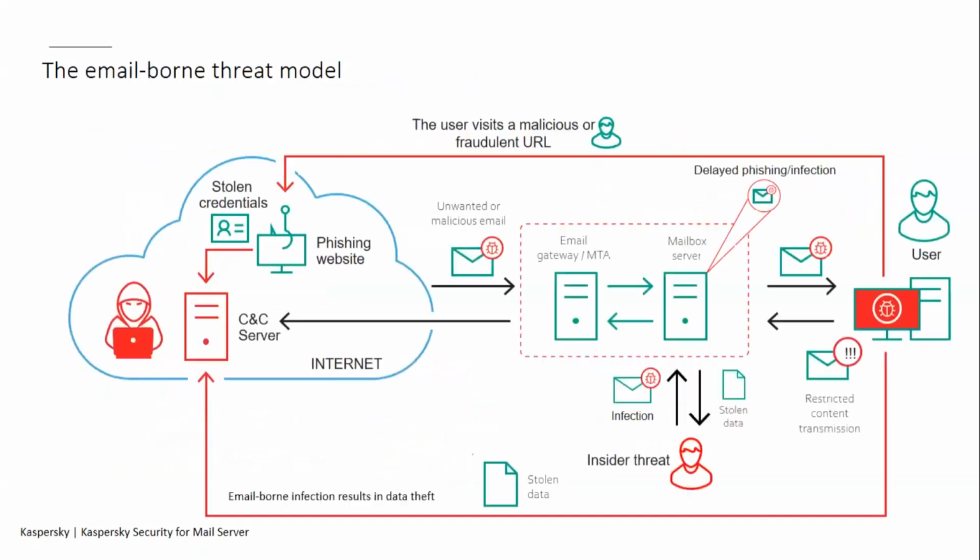Then we have how threats move within the organization. As you can see from the picture here, on the right-hand side, you see a user. A user is visiting a phishing website, which has a malicious file or malicious content. But you see, the link to visit that site was sent through the email, which the user was able to access. But if you have a gateway, the gateway is able to block a malicious email, which does not allow the link to be accessed through the mail server.